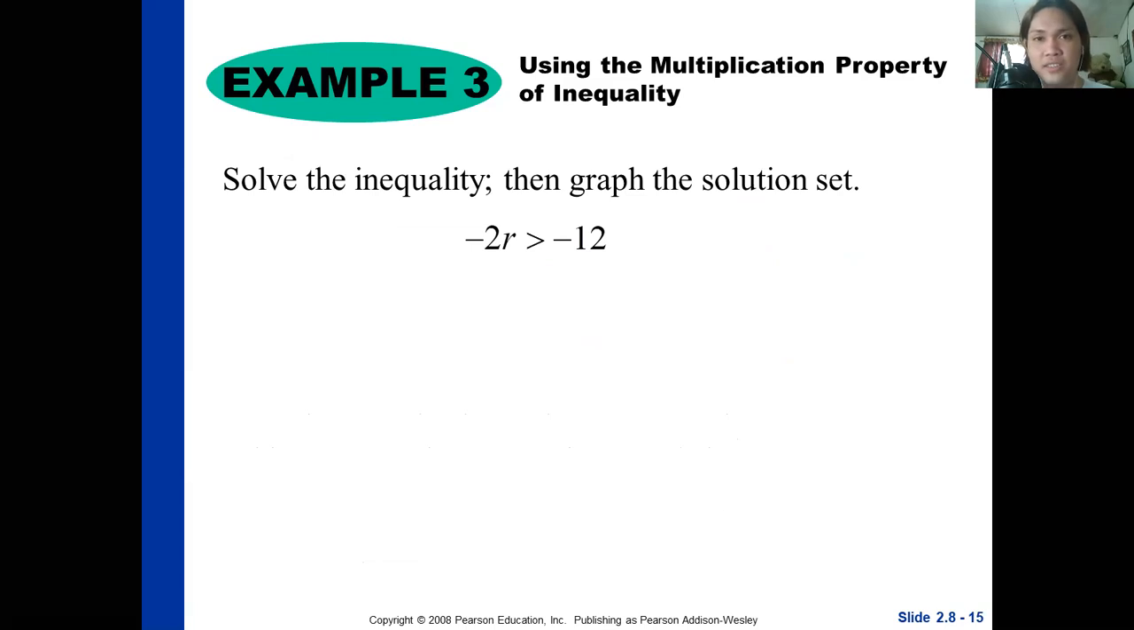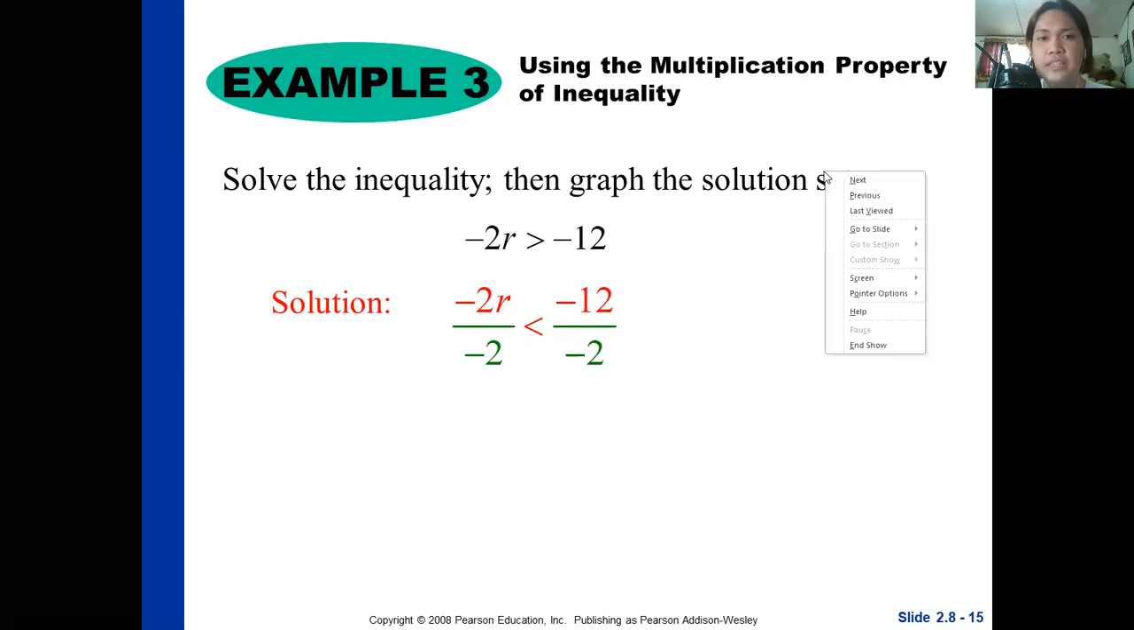Okay, so now let's have an example to apply the steps that we have just discussed about the multiplication property of inequality. Solve the inequality, then graph the solution set. So for the example, we have negative 2r greater than negative 12. Remember about dividing or multiplying negative numbers to both sides of the inequality, then the symbol will be reversed. So do not forget that one from my previous video discussions, right? So we divide both sides by negative 2. That gives us r is less than 6.